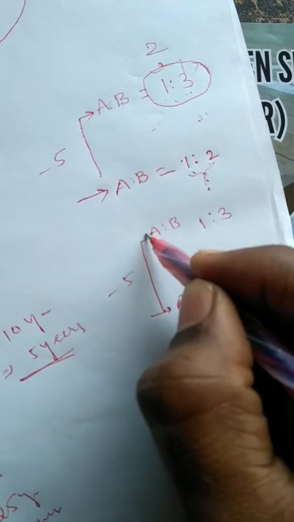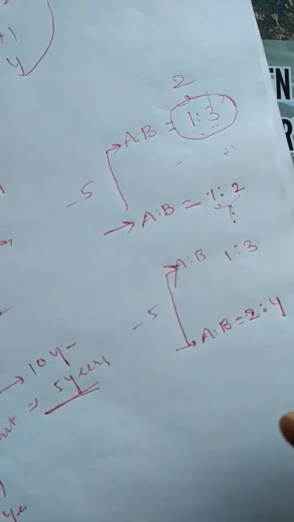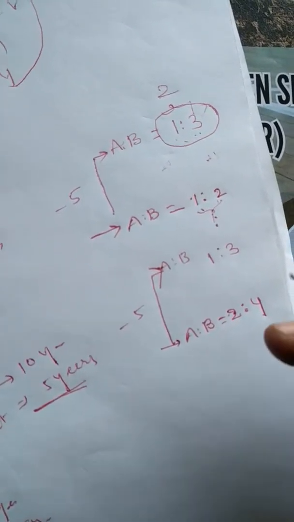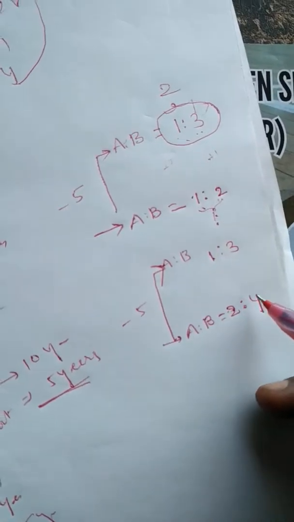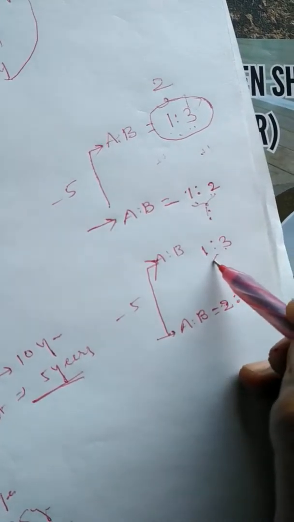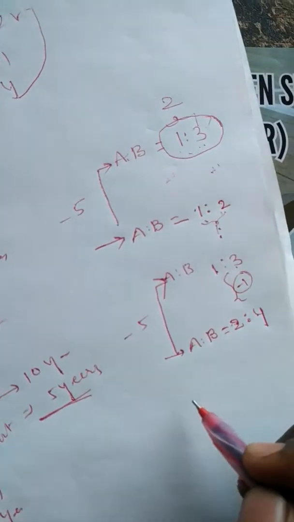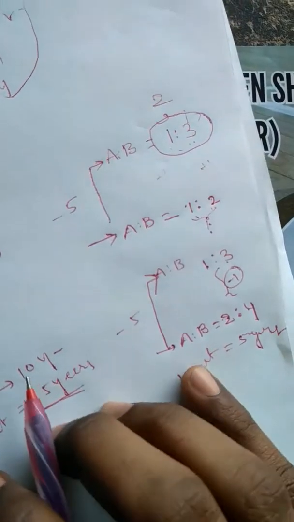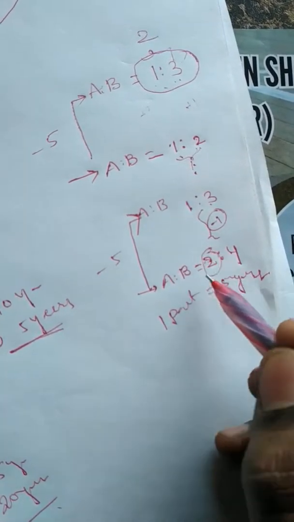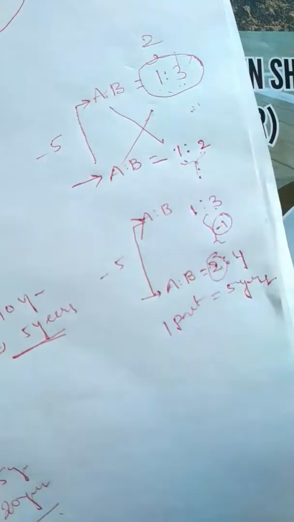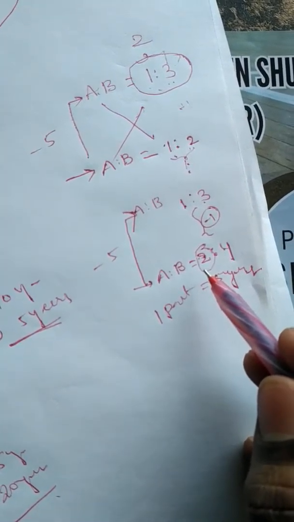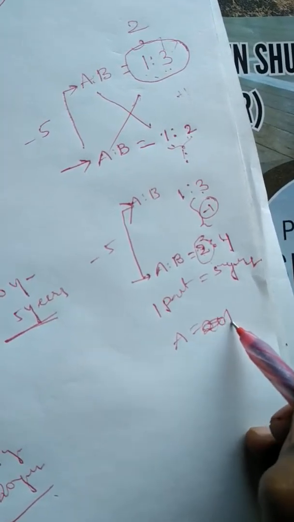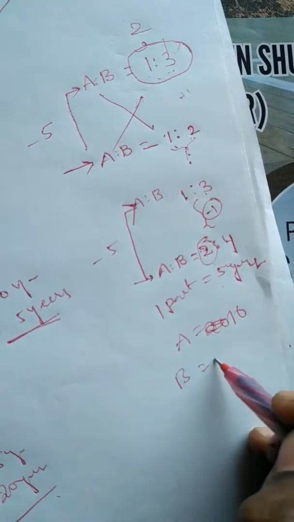See, you are going in this direction, means you are going 5 years back, so the ratio should also decrease. So 2 parts becomes 1 and 4 parts becomes 3, means the parts are changed by minus 1. So 1 part requires 5 years. So what are the present ages of A and B? This is the new ratio, so don't choose this one at last. So what are the ages of A and B? A is equal to 5 into 2, 20, sorry, 10, and then B is equal to 20.